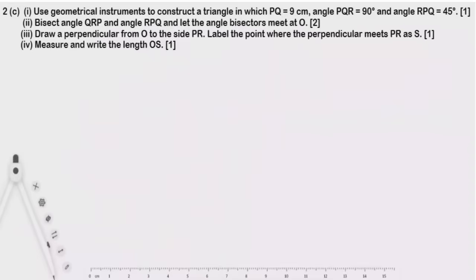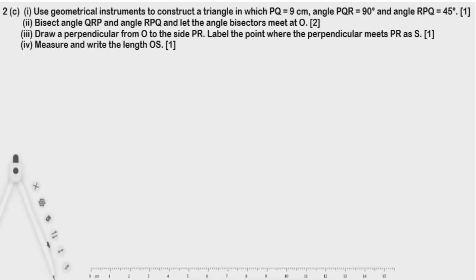Okay, come to question 2C, which is as follows. Use geometrical instruments to construct a triangle in which PQ is equal to 9 centimeter, angle PQR is equal to 90 degrees and angle PRQ is equal to 45 degrees. Where I said otherwise, this should be angle PQR is equal to 90 degrees. Okay, so let's start constructing the triangle.